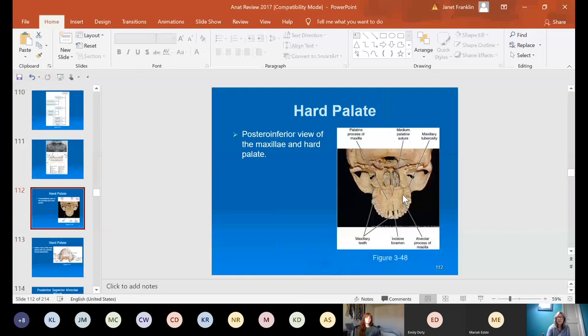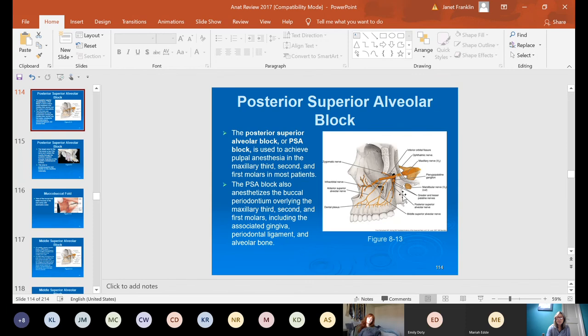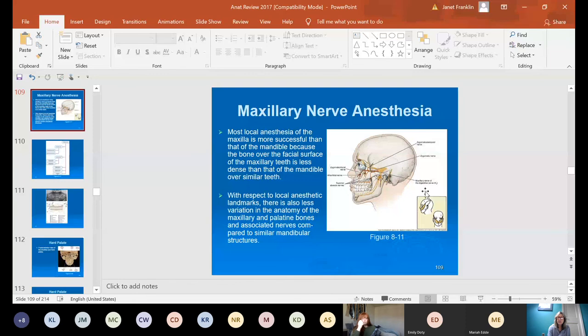Let's see. This is where they're showing you the greater palatine nerve blocks. So as far as just knowing the nerves, the posterior superior alveolar, wait, let's back up a little bit here. So the trigeminal nerve divides into three different divisions. Division one is the ophthalmic division, or V1. V1 goes up to the eye area.